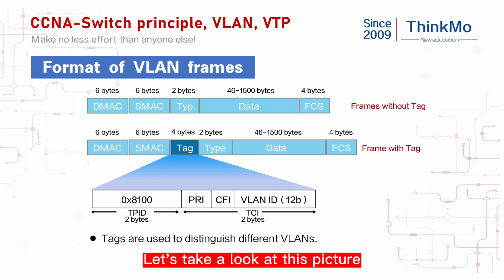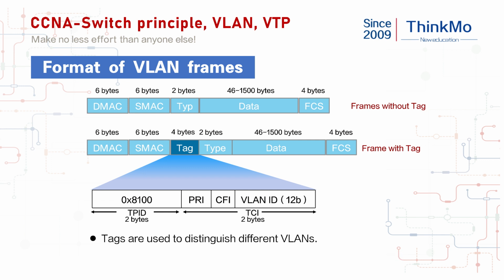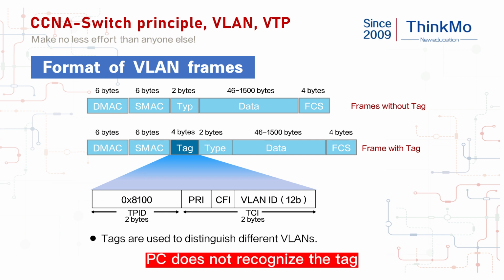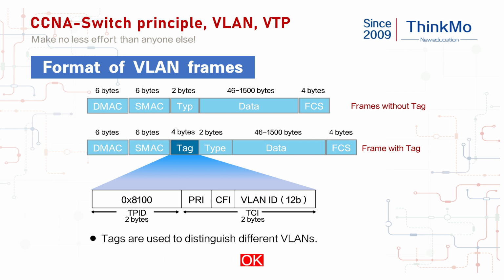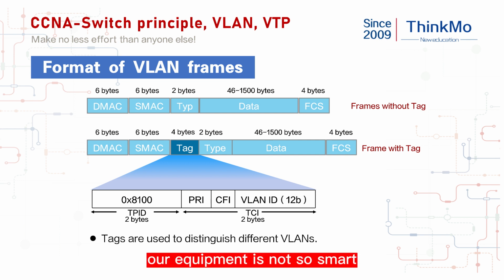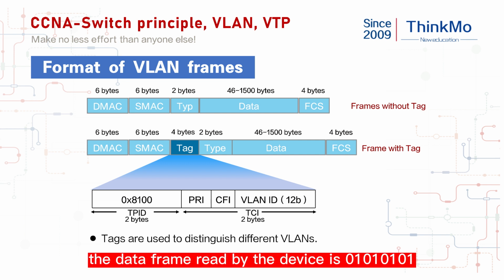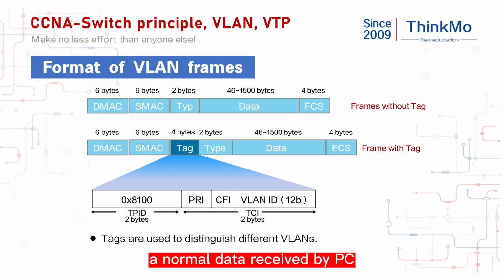Let's take a look at this picture. First you need to know, the PC can't recognize the tag. I had a student ask me a question before. The PC does not recognize the tag, so it doesn't look at this field. Okay? It just skips it. What I want to say is, our equipment is not so smart. The data frame read by the device is 01010101, a normal data frame received by the PC.